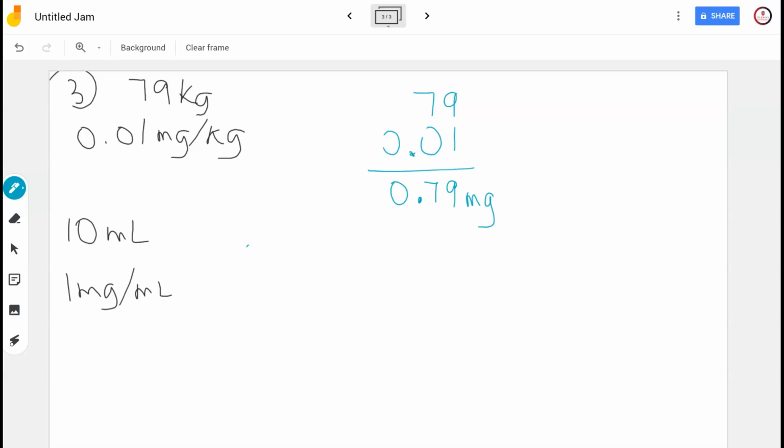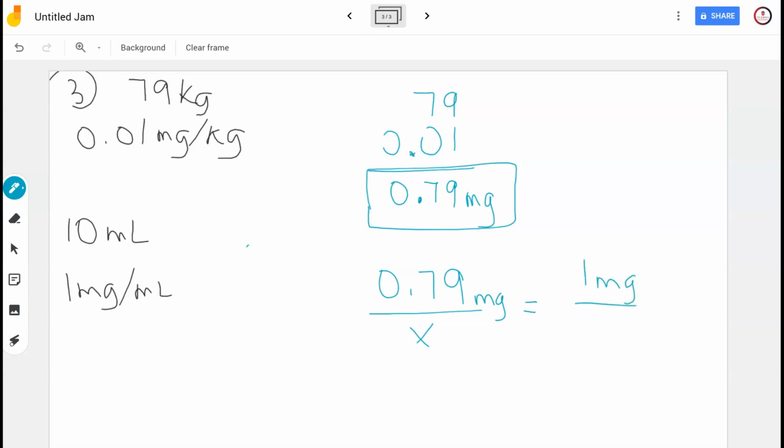Now, you can look at the vial. It's a 1-for-1, right? So there's 1 milligram and 1 ml, which means that you are going to draw up 0.79 milliliters. That's your other answer. But if you're uncertain as to how we got there, you have 1 milligram and 1 ml, right? So 0.79 equals 1x, divide by 1 on both sides, it's 0.79.